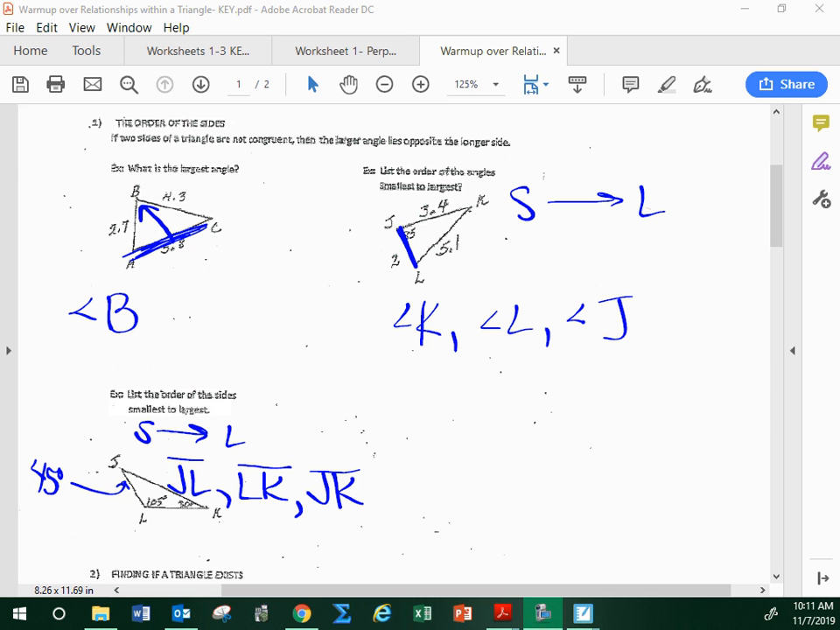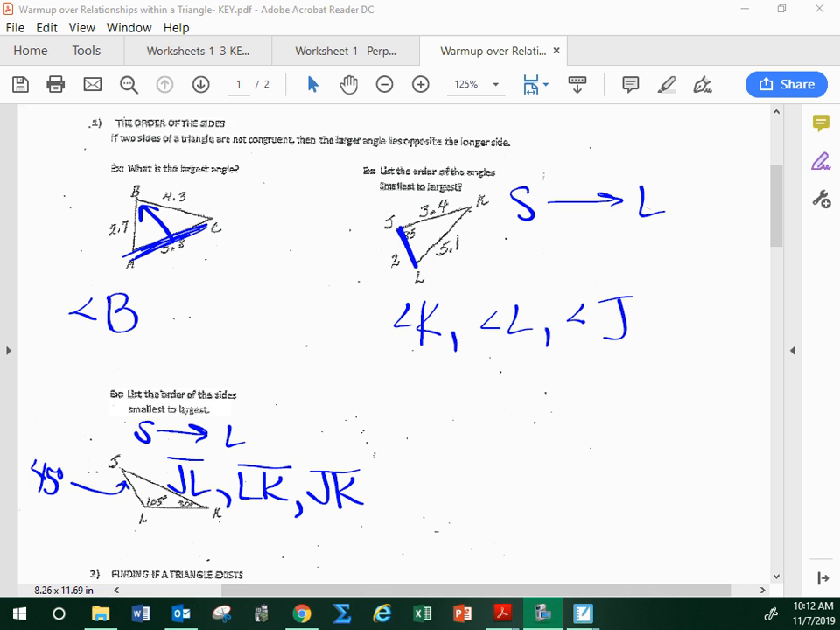So our first part here, our smallest angle is across from our smallest side, medium across medium, large across from large. Likewise, we can go opposite. So if I know my smallest side is 2, that's JL, the angle smallest would be angle K. Do we have questions on this first chunk here?